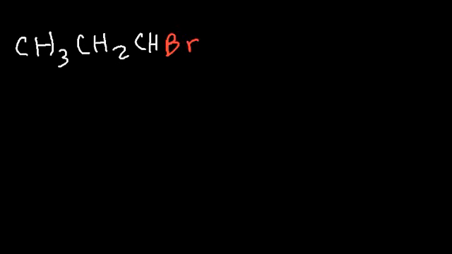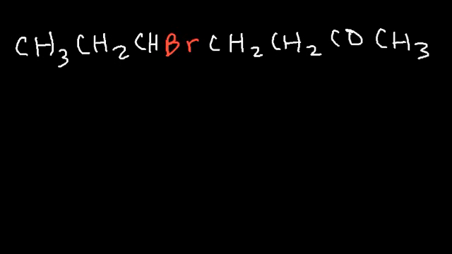Try this one. CH3, CH2, CH, Br, CH2, CH2, CO, CH3. So let's convert this into a line structure. Notice that we have 7 carbon atoms. 1, 2, 3, 4, 5, 6, 7.